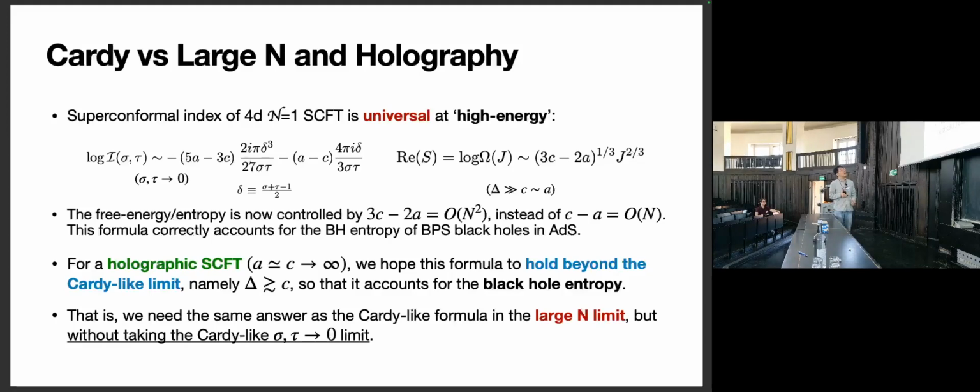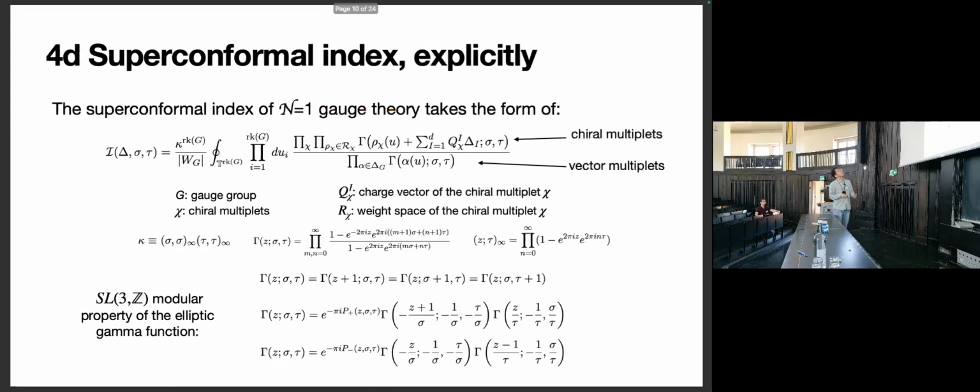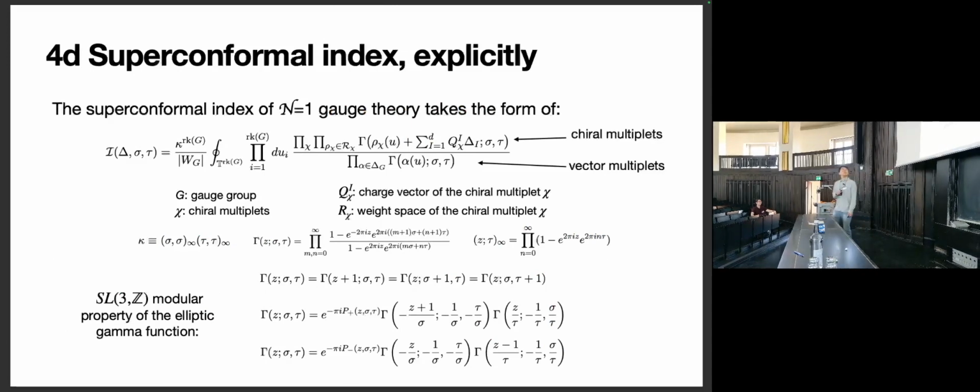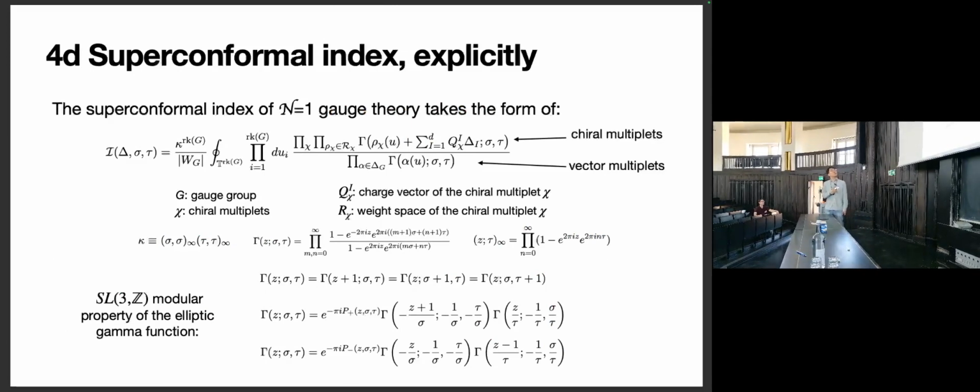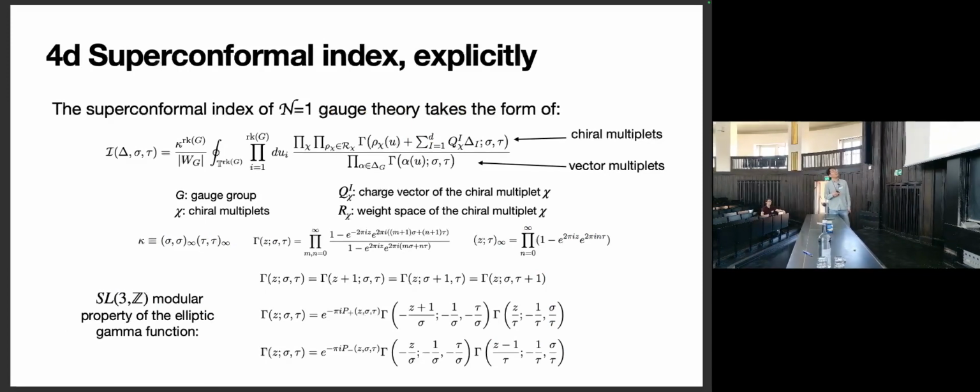So that's what we are heading for now. Okay, this is going to be the technical slide. If you write the superconformal index for a generic N=1 gauge theory, it takes the following form. It's written as a contour integral over some complicated-looking integrand, which comprises what's called the elliptic gamma function. And it's simple to write it up anyway.